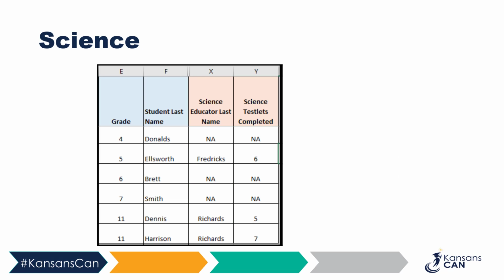On science, it's a little different since science is not required for the instructionally embedded window. For those students who are rostered to science, you will see the educator's last name. And if they chose to give testlets during the instructionally embedded window, you will see a number there. If they have not, it will say NA.